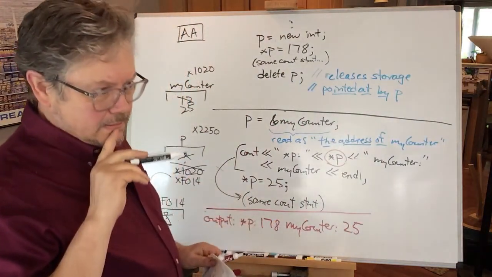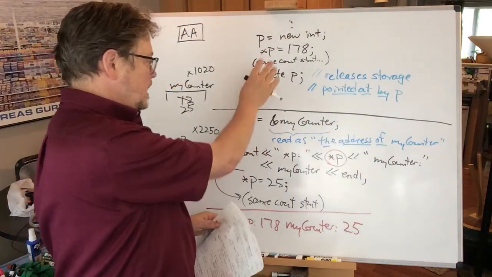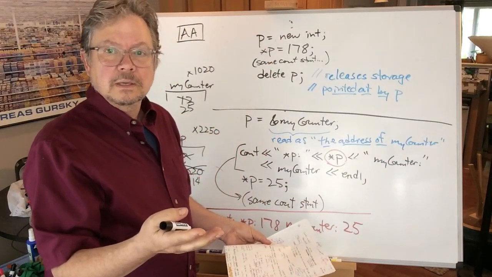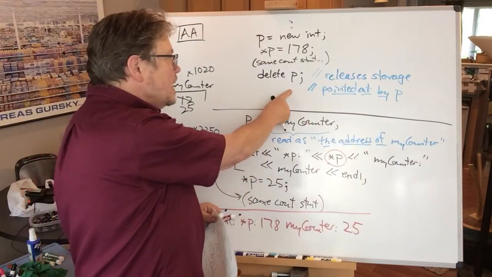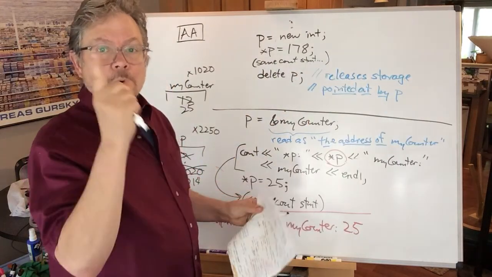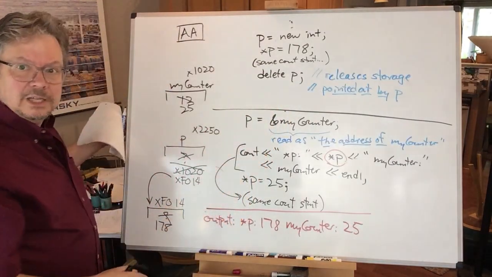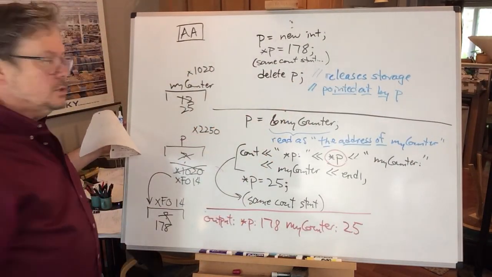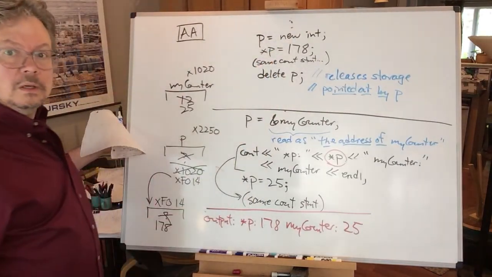Here's the misconception that we have to get past. This does not get rid of variable P. Variable P, I erased it, but variable P lives as long as the main program or whoever defined it. It is a variable in its own right, just like my counter is a variable. So you cannot, inside the program, say, well, I'm done using variable P, make it go away. What you have to do, though, is if P holds the address of storage that you explicitly asked for, then you have to tell the system when you're done using that chunk of storage, and this is how you do it. Delete turns that special color just like new turns a special color.